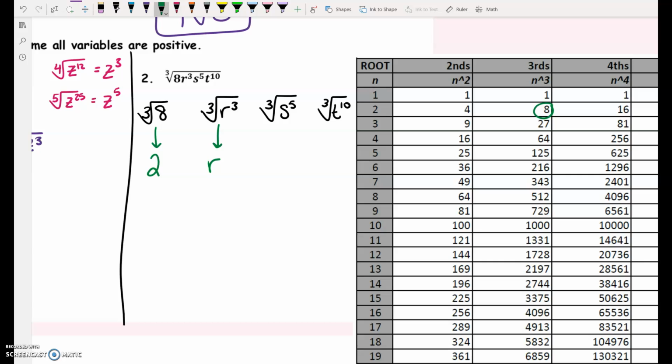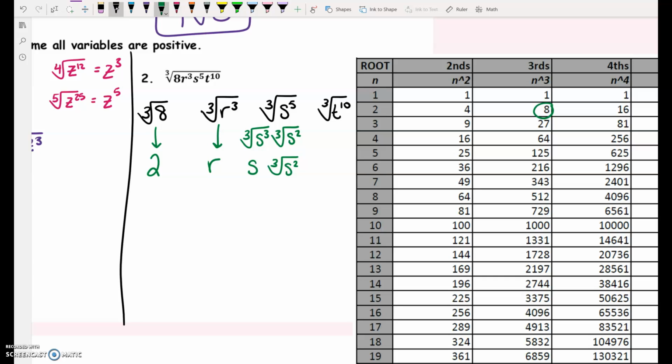Okay, here's one of those where how many groups of 3 are there in 5? There's 1 group, but there's a couple left over. Here's how they want us to write it. They want us to say this is the third root of s to the third times the third root of s squared. The third root of s to the third is s, and then this one stays as the third root of s squared. So those leftovers are still stuck under the radical.